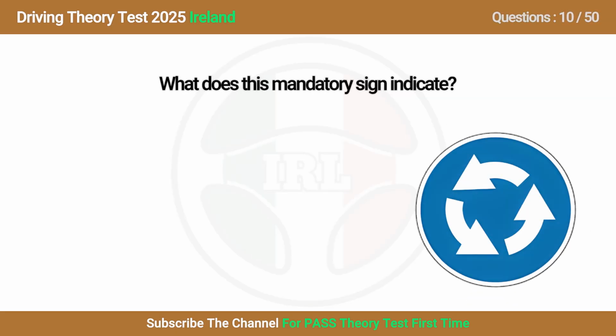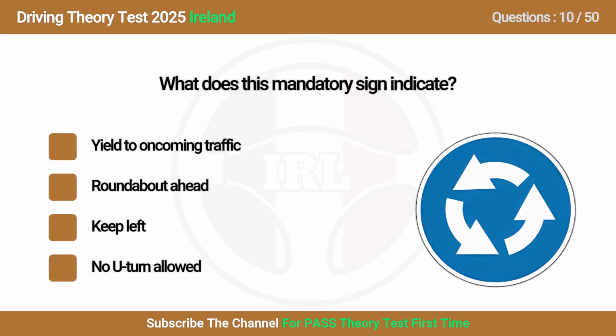Question 10. What does this mandatory sign indicate? A. Yield to oncoming traffic. B. Roundabout ahead. C. Keep left. D. No U-turn allowed.